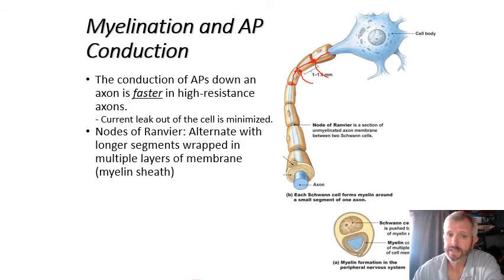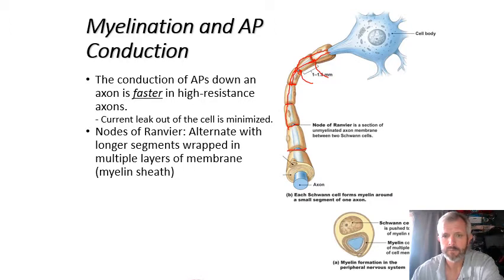Why can we do this? Remember, our graded potentials leak signal. All right, they leak signal. So if we have insulation, we're not leaking the signal, and we can keep that signal strong enough to get us to threshold at each of these gaps to open up the new set of channels. Because we're not leaking the current, we can skip over and just open the channels at the nodes.